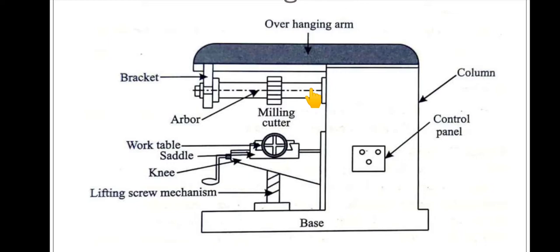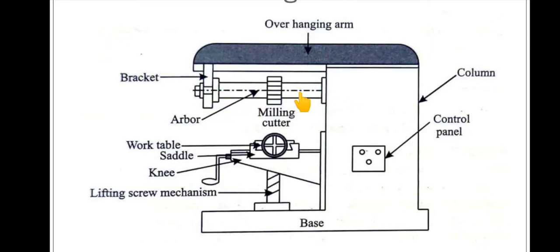Now let us see the horizontal milling machine. This is the diagram of the horizontal milling machine. It consists of a number of parts: first, the base and the column. This vertical section we call the column, and the column is attached to the base. Then this is the control panel to switch the machine on and off. Next, this is the overhanging arm, and this is a bracket attached at the other end of the overhanging arm, which supports the arbor.